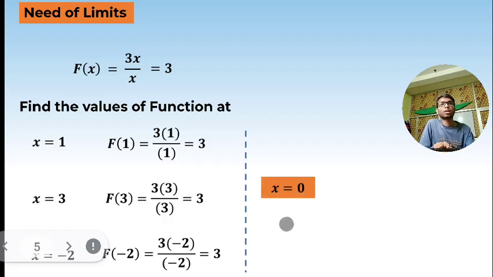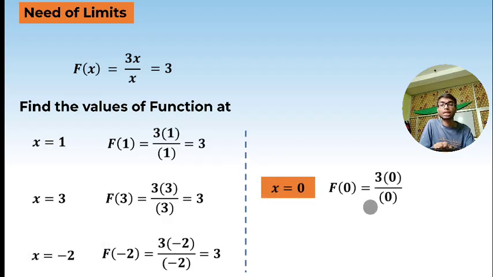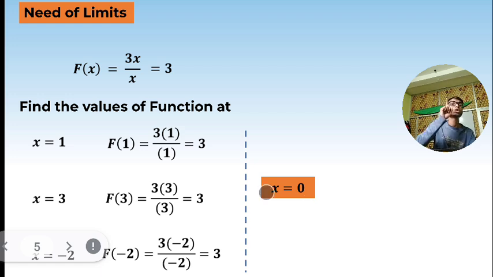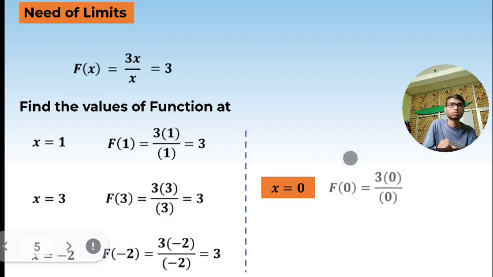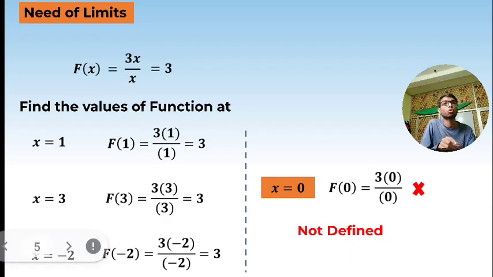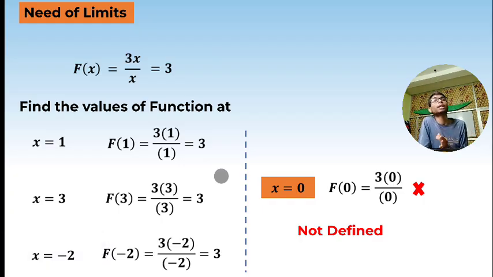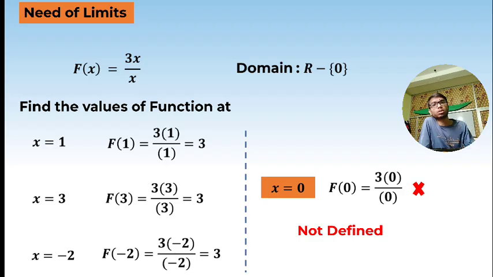Now x is equal to 0. In that case, what will happen? When we put 0 here, the denominator will become 0. It is not defined. Why? Because the denominator should not be 0. Functions say that the denominator should not be 0.